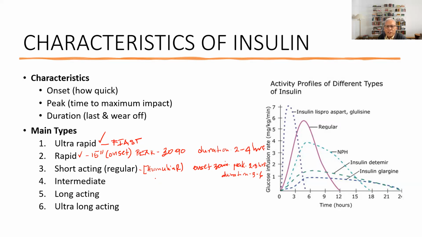Now, when we have intermediate acting insulin, an example is Humulin N, N for NPH, and Novolin N, also for NPH. Now, their onset is going to be a little bit different. They have an onset of 2 to 4 hours, and a peak of 12 hours, and a duration of 12 to 18 hours.